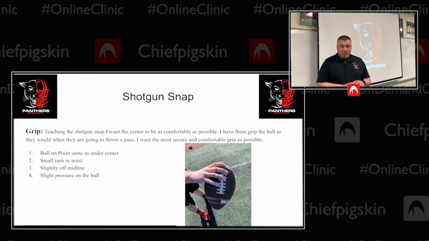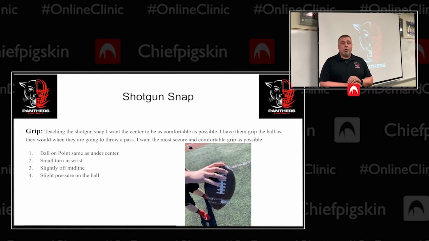So beginning to talk about the shotgun snap and the grip. Teaching the shotgun snap, I want the center to be as comfortable as possible. I have them grip the ball as they would when they're going to throw a pass. I want them to be the most secure and comfortable to grip as possible. Going back and forth, talking to different coaches, some of them don't like them to try to grip the laces. It does make their hand a little bit smaller on the ball. It is a little bit more to grab onto.